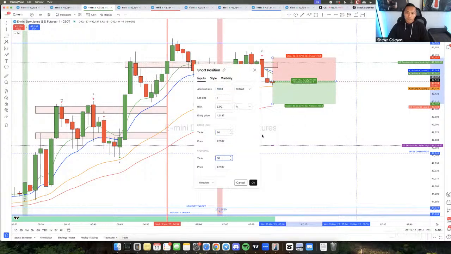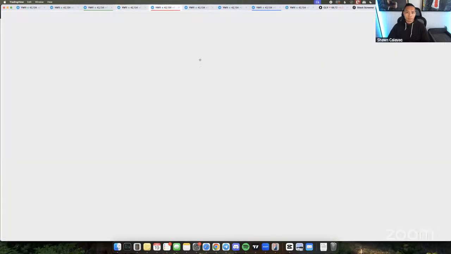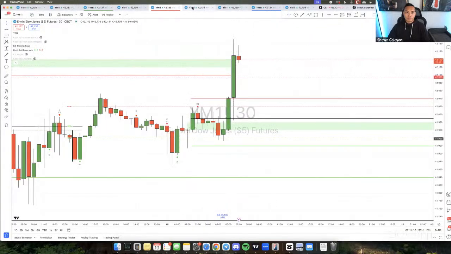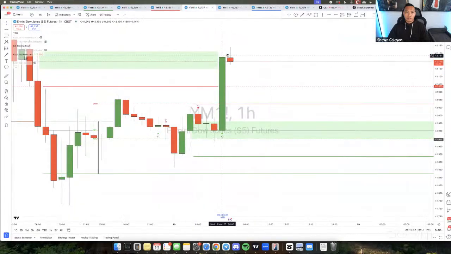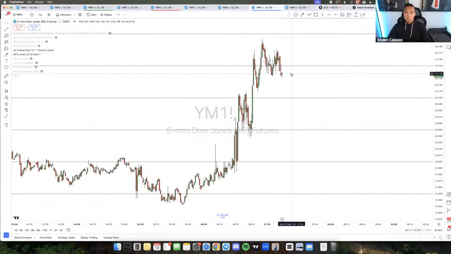There's just no confluences for me to take a sell. So there's nothing here on the 1 minute market profile. There's nothing here on the 30-minute market profile. There's something here possibly on the 1 hour market profile. We have rejection off the point of control. That's just one confluence. There's nothing here on the volume profile. There's one candle rejection right here off the clean chart. It's rejecting off the 42,150 price point.